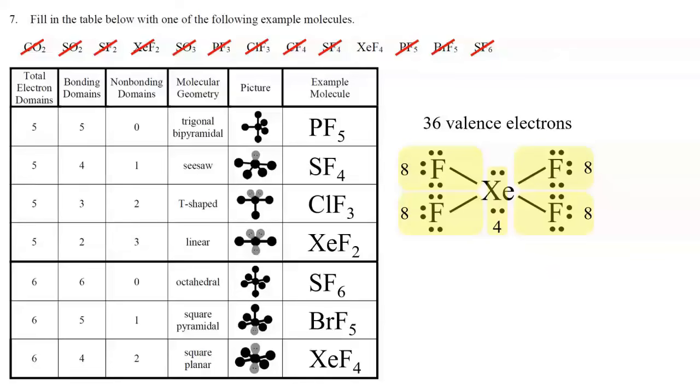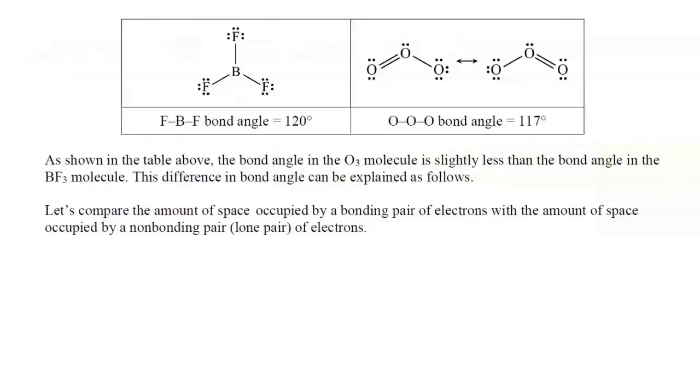Okay, before I show you question 8 of the packet, I just want to give you an example of what can happen when a lone pair or a non-bonding pair of electrons is present on the central atom and how that can affect the bond angle. So we see 2 molecules here. On the left, we see boron trifluoride, or BF3, and on the right, we see ozone, or O3.